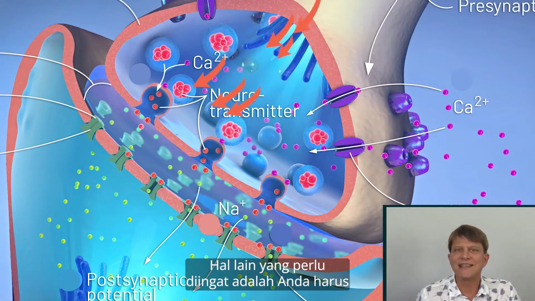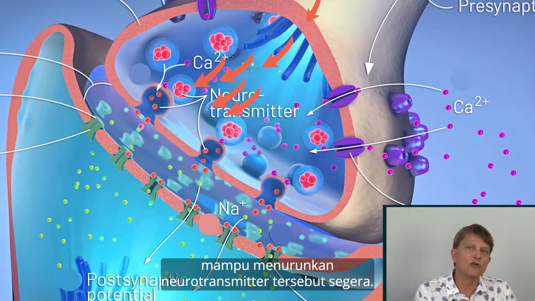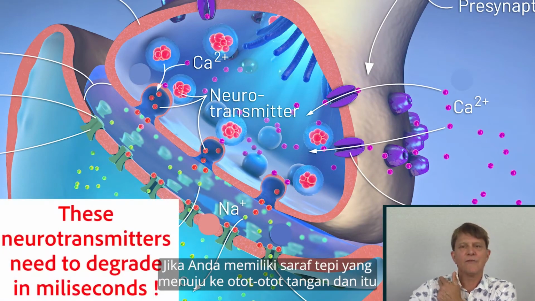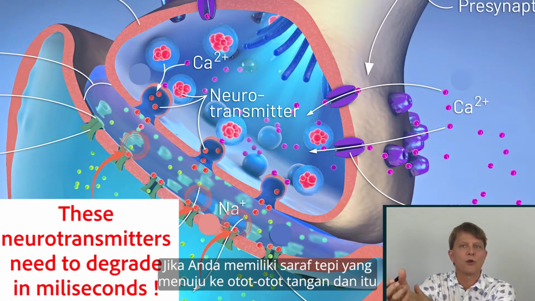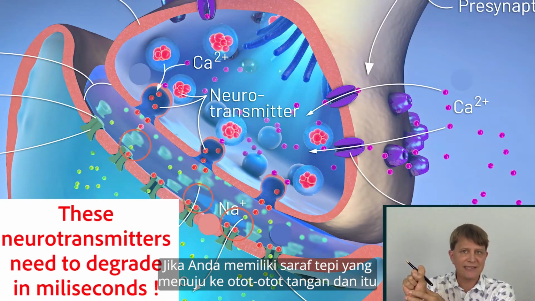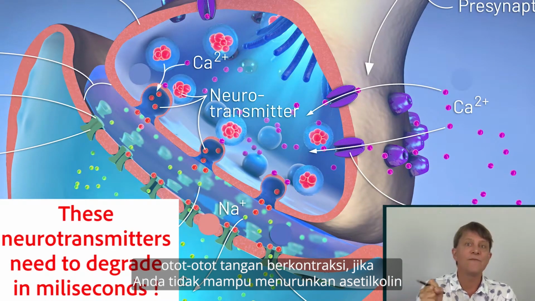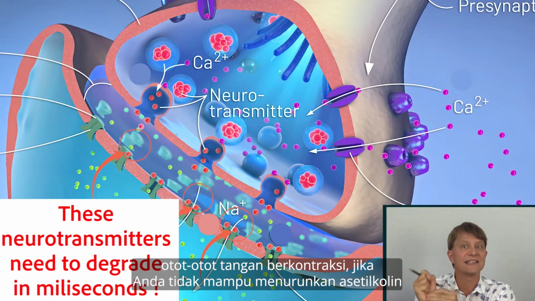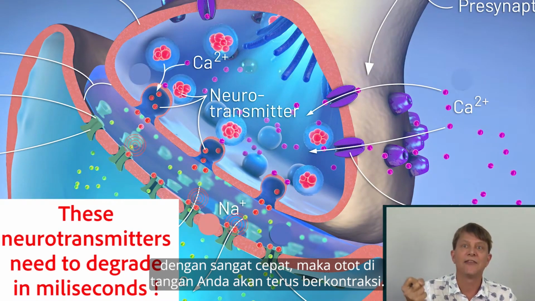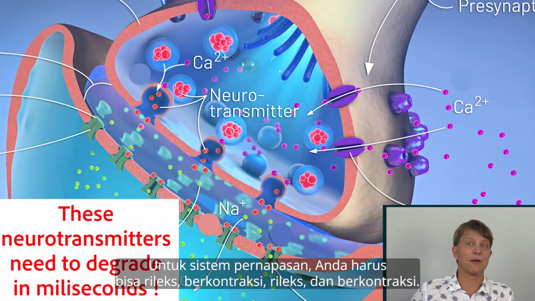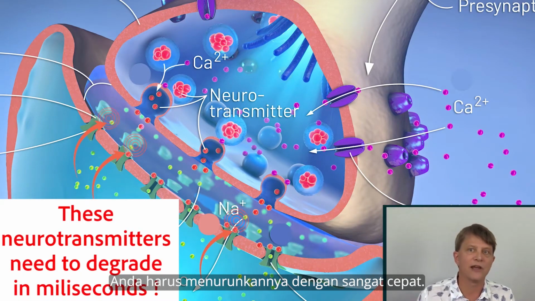Another thing to remember is that you have to be able to degrade that neurotransmitter almost immediately. Think about it. If you had a peripheral nerve going over to the muscles of the hands, and the neurotransmitter acetylcholine was instructing the muscles of the hand to contract, and you weren't able to degrade that acetylcholine really, really quickly, then the muscle in your hand would be constantly contracted. For the respiratory system, you need to be able to relax and contract. You have to have those degraded really, really quickly.